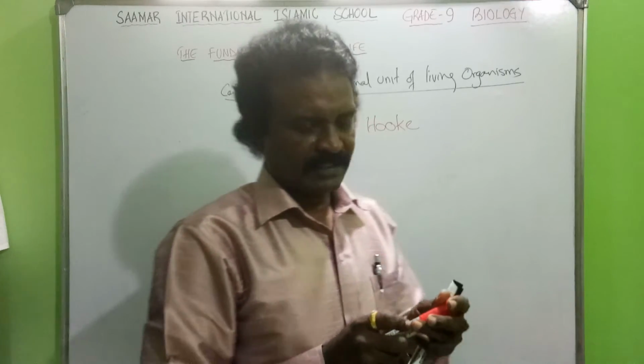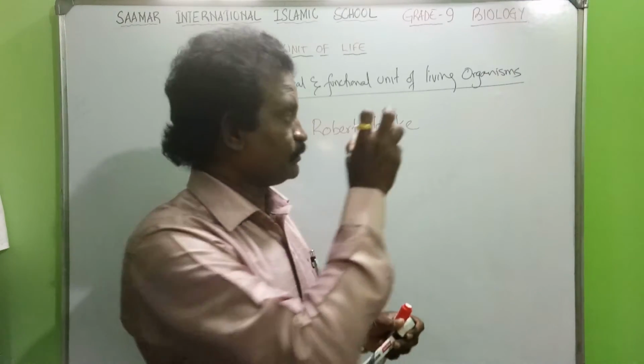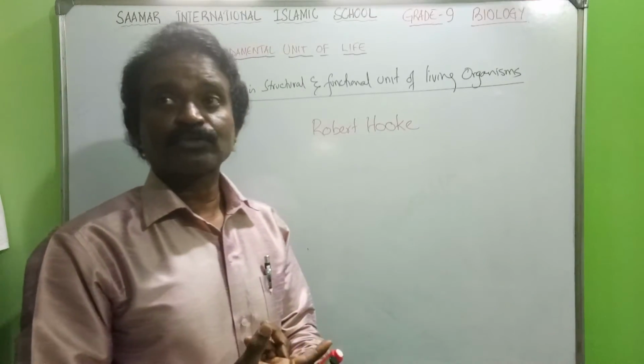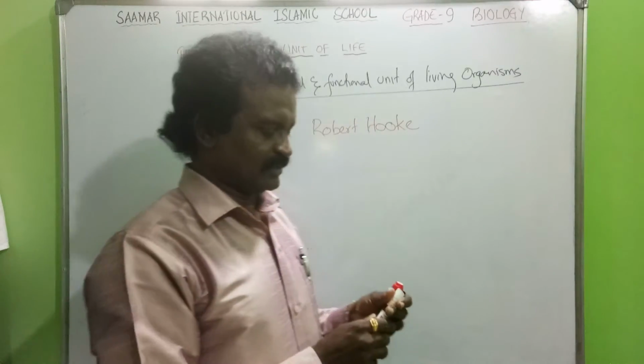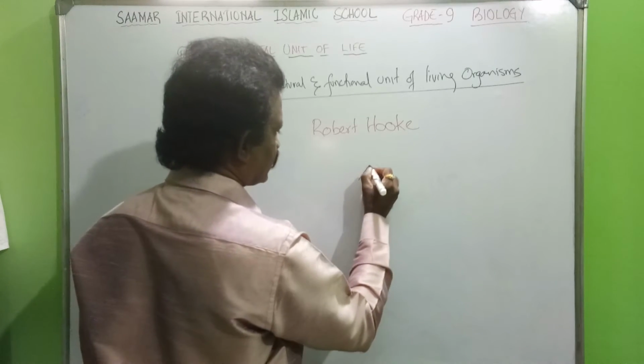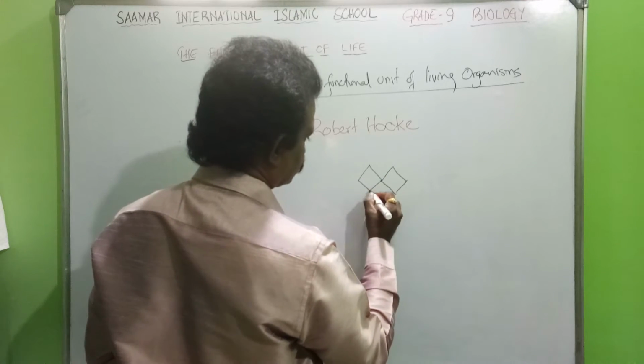What has he done? He has taken the bark of the tree and observed it under a microscope. The microscope was made by himself. Okay, so it was looking like honeycomb.